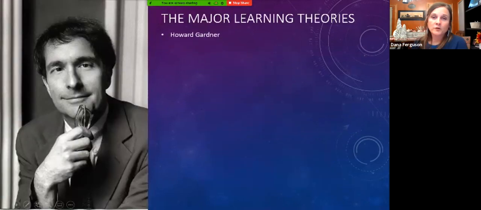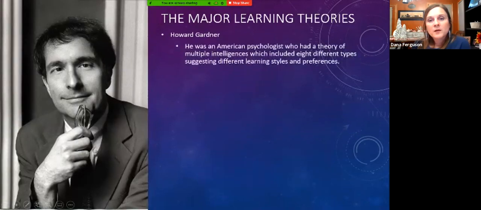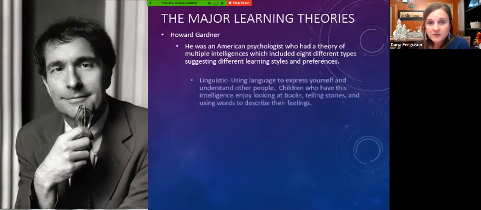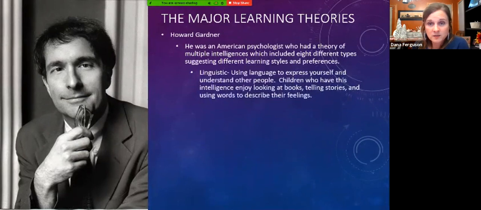So then we have Howard Gardner. He was an American psychologist who had a theory of multiple intelligences, which included 8 different types, suggesting different learning styles and preferences. So the first one he talked about was linguistic. This is where someone would use language to express themselves and understand other people. So children who have this intelligence enjoy looking at books, telling stories, and using words to describe their feelings.